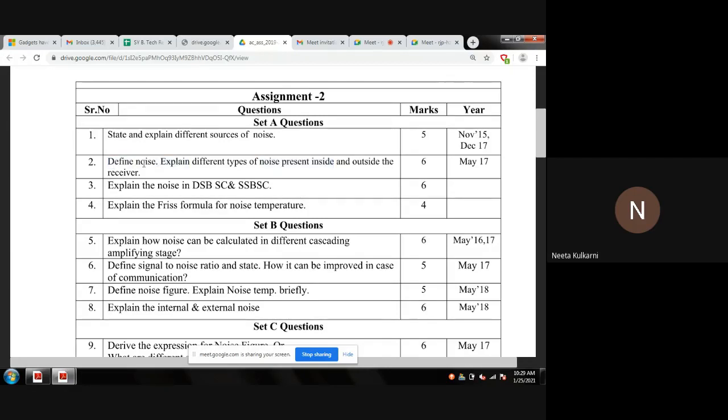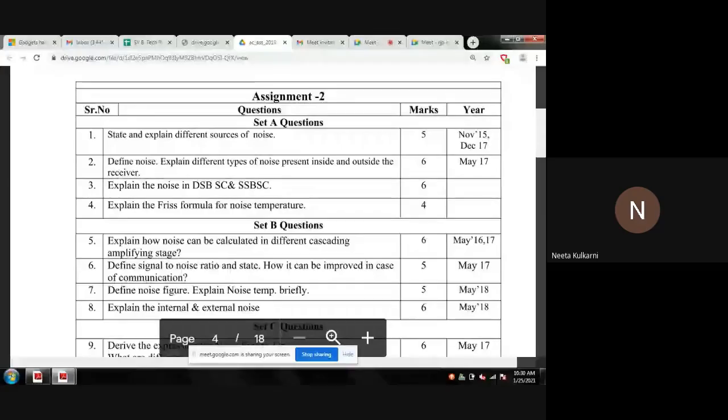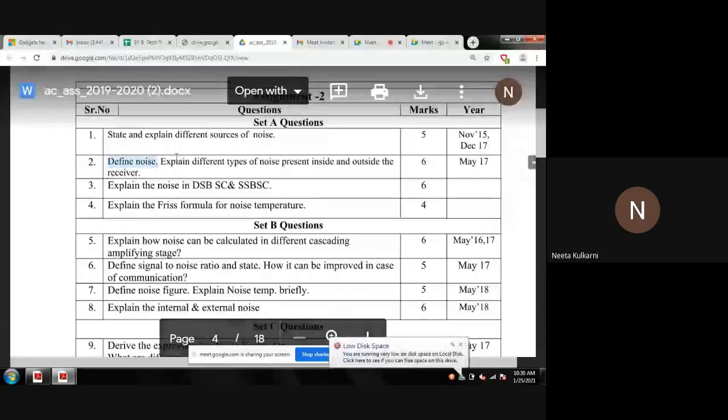Define noise. How can we define noise? Can anyone define noise? How do we define noise? The unwanted signals present in the circuit, which produce error during the transmission, that is called noise. Okay, so that is the definition that you have to write first.